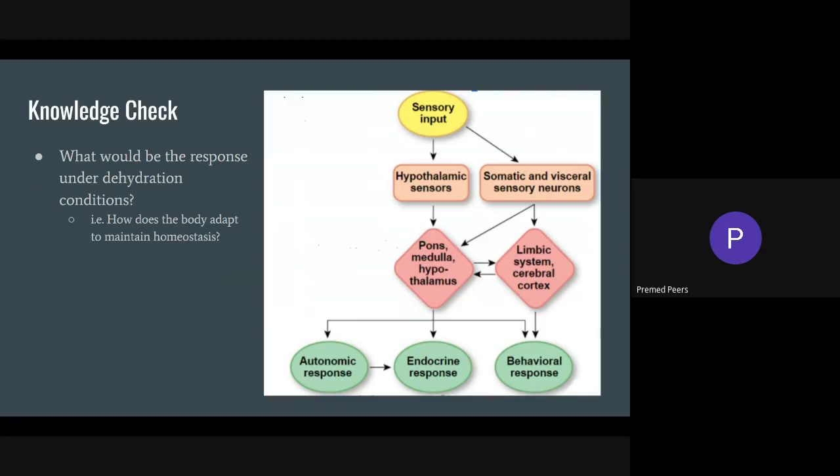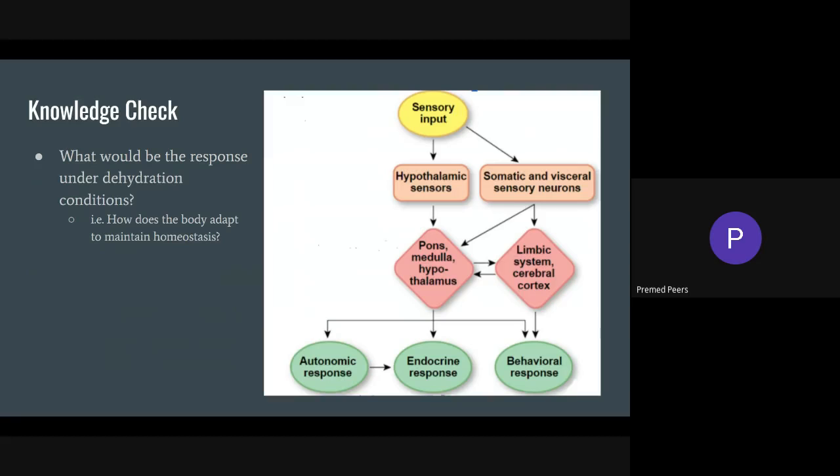So one example of sensory input in this situation is that your body can sense when you have a loss of water because there are receptors for osmolarity in your hypothalamus. Hopefully you're all familiar with the concept of osmolarity. Basically, when the osmolarity of your blood increases, that's because you've lost water, right? And so your hypothalamus is able to sense that, and it's able to trigger a bunch of different responses. So that's about this stage.